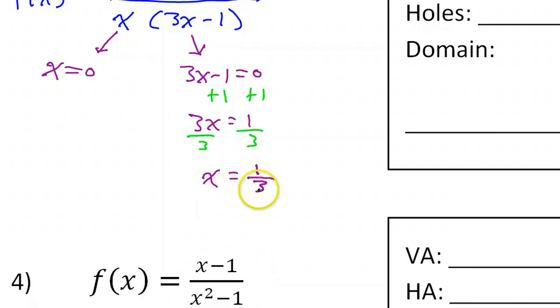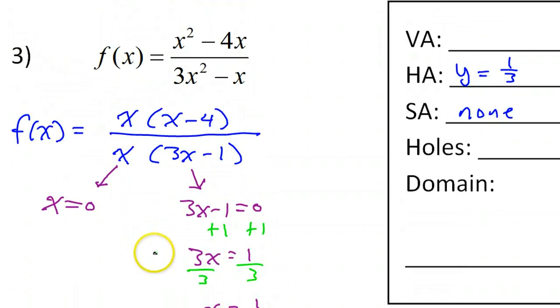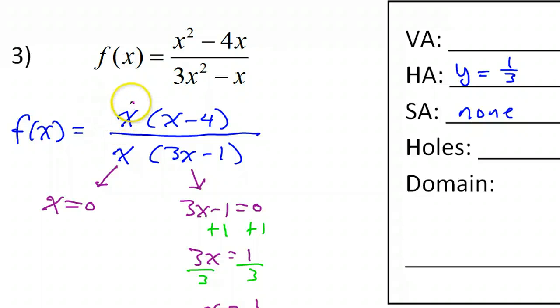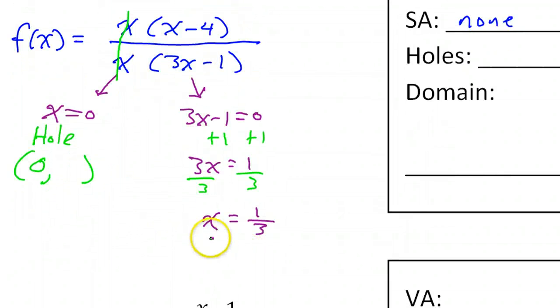Anyway, so I'm getting x equals 1/3 and x equals 0. Are they both vertical asymptotes? No. The reason why they're not is because, see these two x's? These are going to cancel out. And when factors cancel out, that gives you a hole instead of a vertical asymptote. So here that tells me I'm going to have a hole at 0 comma something. This will in fact be a vertical asymptote.